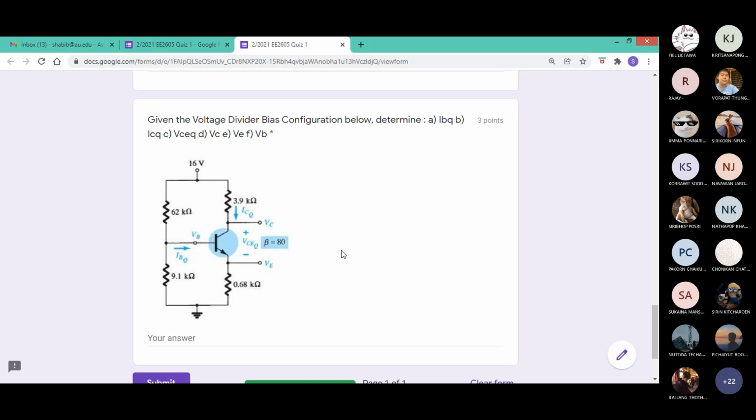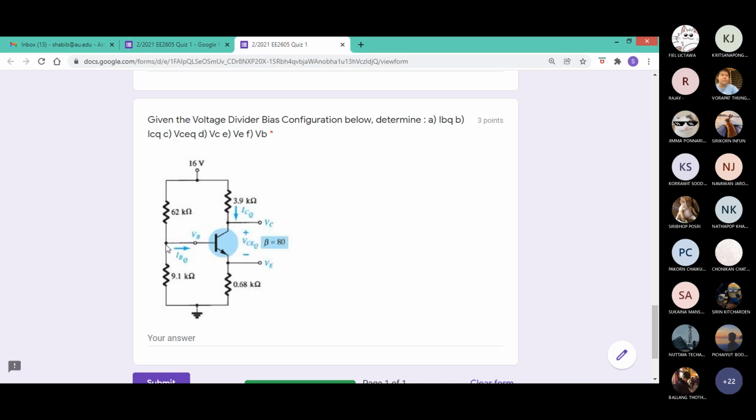And VCE at the Q point, once you find ICQ, is VCC minus ICQ times, in the bracket, you add the two resistors, RC and RE, 3.9K and 0.68K, around 8 point something, 8.3 or 8.6. VC at this point is VCC minus IC RC, only the voltage drop. Comes to about 9.3 volts. What is VE? From E to the bottom you have ground, so you could just say IE RE or IC RE, around 1.16 volts. And then the last one is asking VB.